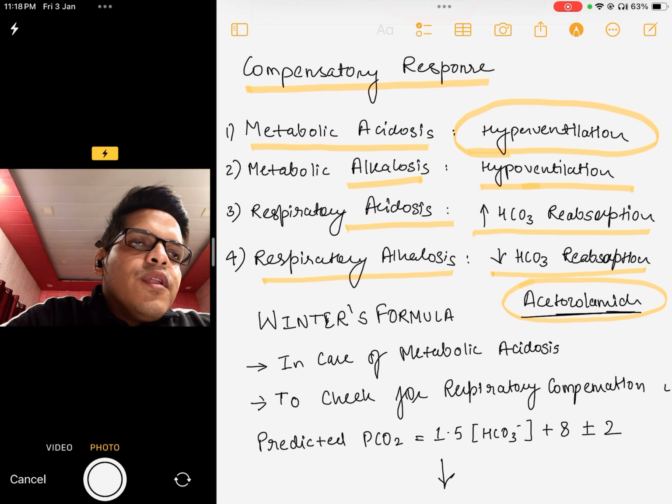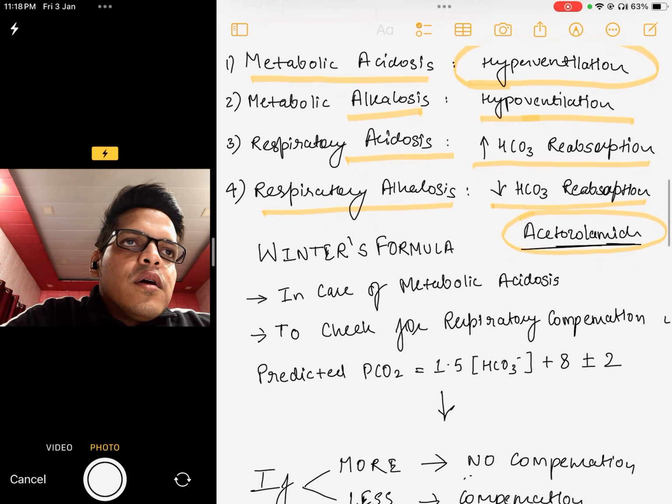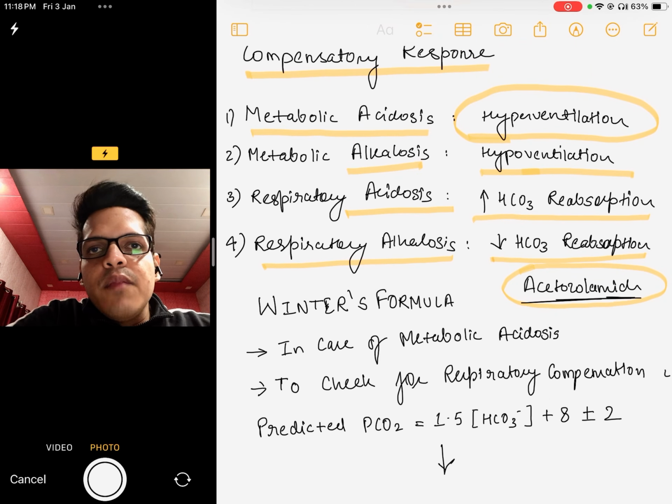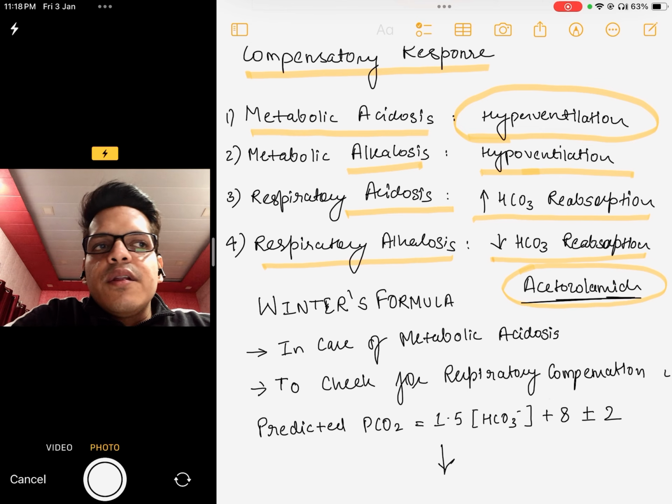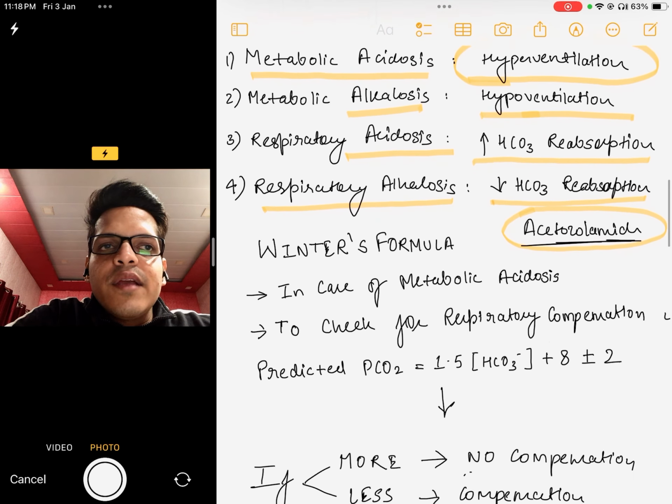One thing to keep in mind is that the respiratory compensations are very spontaneous. They happen immediately, while the metabolic compensation takes certain time because they happen through renal exchange.